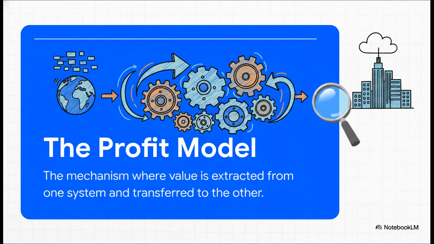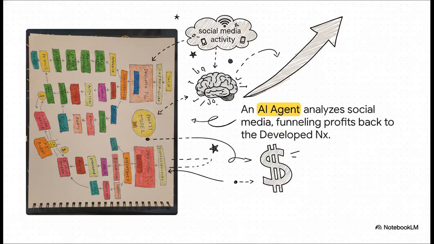It's labeled the profit model. This is the engine that connects the two worlds. So how exactly does it work? Okay, this is it. This is the whole concept in a single shot. If you look really close at the center of the diagram, you see an AI agent. What it's doing is analyzing all that social media activity happening over in the developing NICS. It takes that raw data, every click, every share, all that engagement, and it transforms it into profit that flows directly back to the companies in the developed NICS.